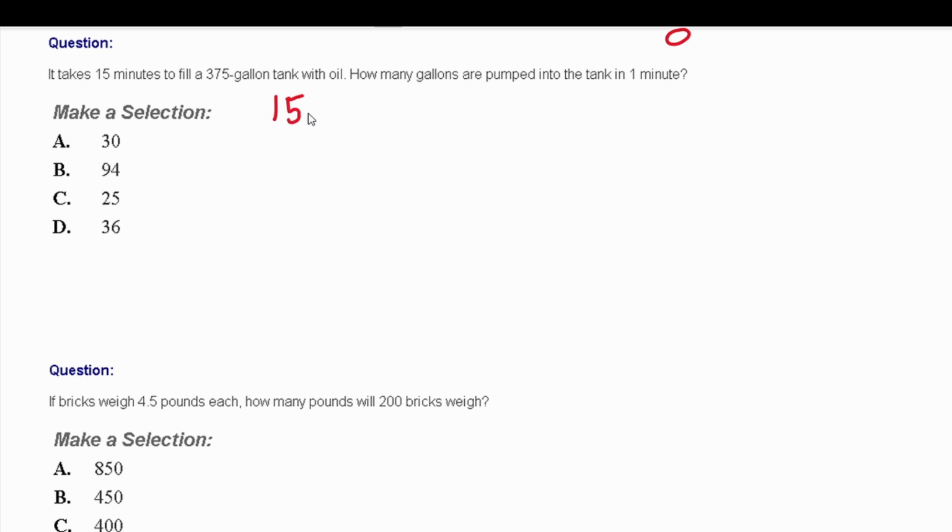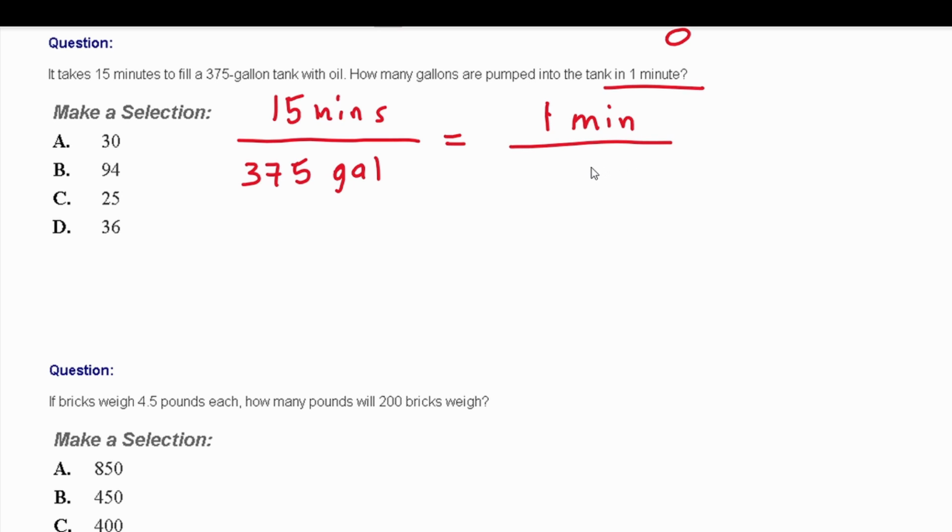We know it takes 15 minutes to fill 375 gallons. And we want to know how many gallons are pumped into the tank per minute. So we'll put 1 minute up here. And again, as we fill in these proportions, we're making sure our measurements are in the same spots. Minutes is in the numerator over here, so minutes is in the numerator over here. Gallons is over here, and we want to know how many gallons. So that's unknown. We're going to write this as X gallons.